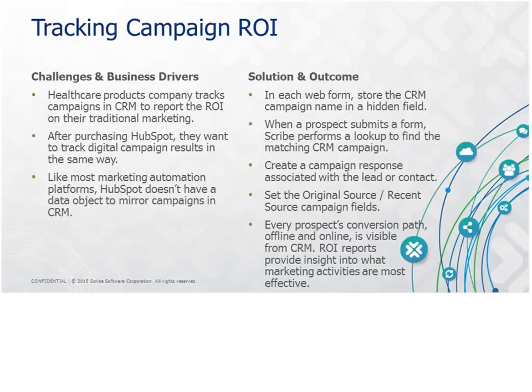So in this example, we had a healthcare products company. They're tracking campaigns in CRM to report ROI of all their traditional marketing. They have really rich data, rich history of data in their CRM, and they're adopting a marketing automation strategy. Well, they want to track the same types of ROI reporting from HubSpot. Well, like a lot of marketing automation platforms, HubSpot has campaigns in their system, but they don't have really a one-to-one correlation to campaigns in CRM. So that created a bit of a challenge as to how do we want to track the campaign responses? How do we make it easy to do that for the marketer when they're setting up campaigns in HubSpot, since there's not a designated place?